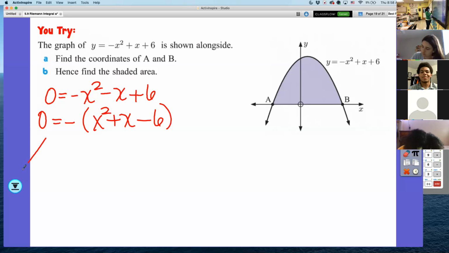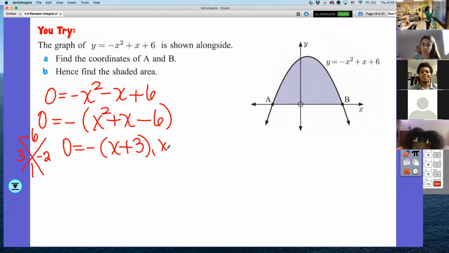So now we ask ourselves, what two numbers multiply to give you -6 and add together to give you 1? What two numbers multiply to give you -6, add together give you 1? 3 and -2. So then this essentially factors down to be x plus 3 and x minus 2.